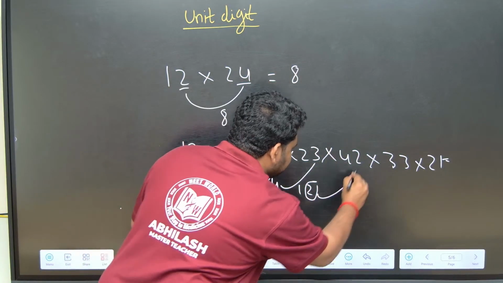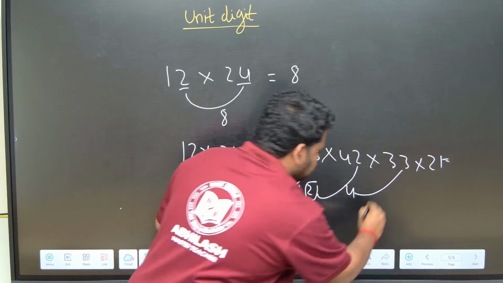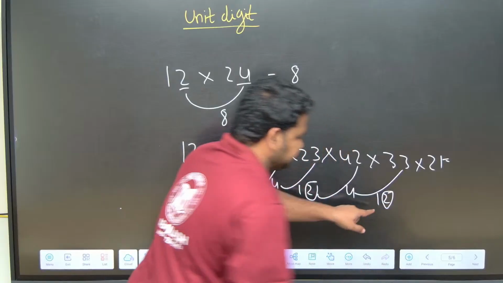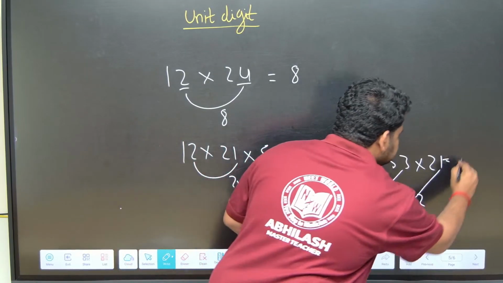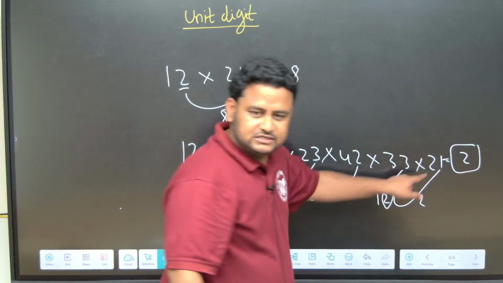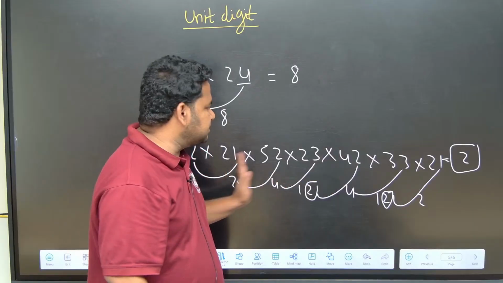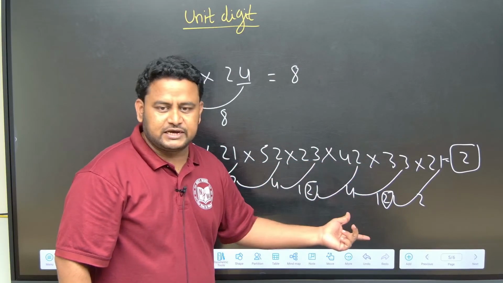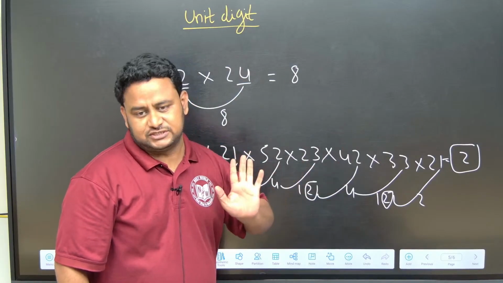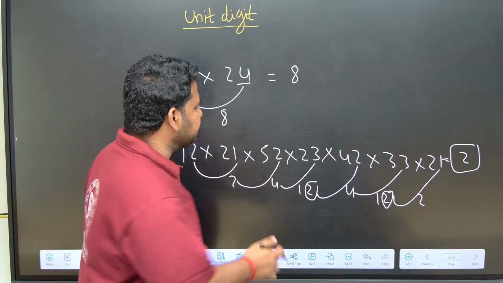So 2 into 2 is 4. 4 into 3 is 12, but I will take only the unit digit 2. Then 2 into 1 is 2. So the answer is 2. Understood? Very easy. If you solve like this, it becomes very easy. So the unit digit of this number is 2. Multiply only the unit digits, and whatever result you get, there also focus only on the unit digit. Focus on what the question is asking.